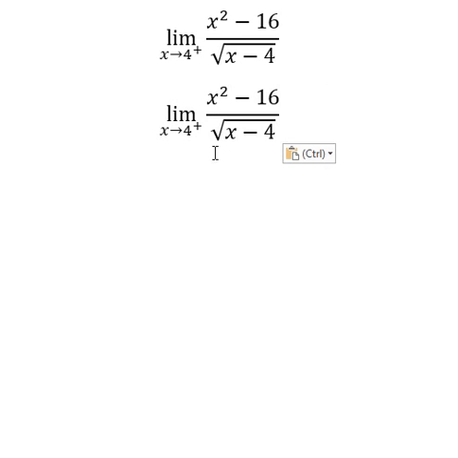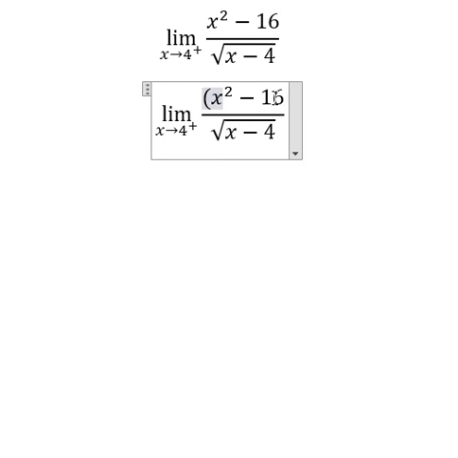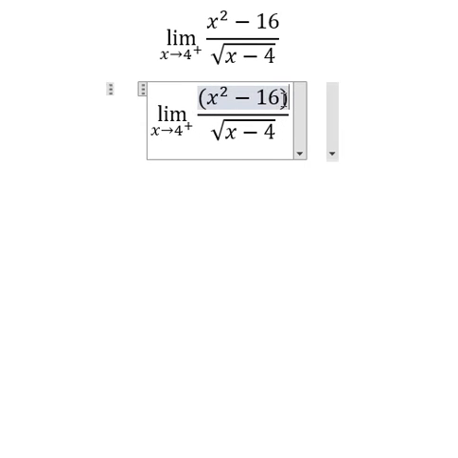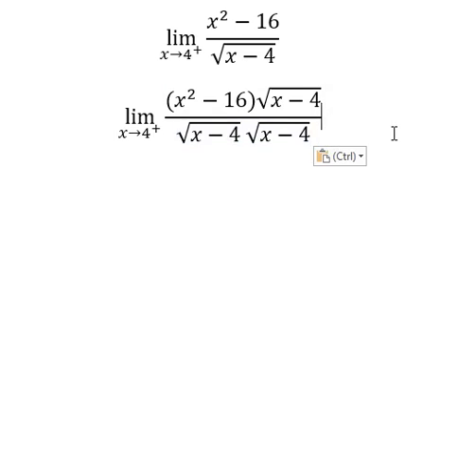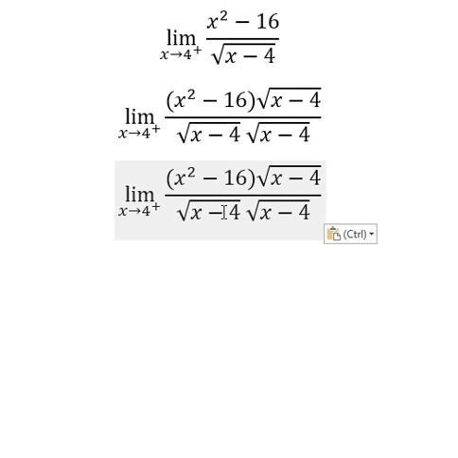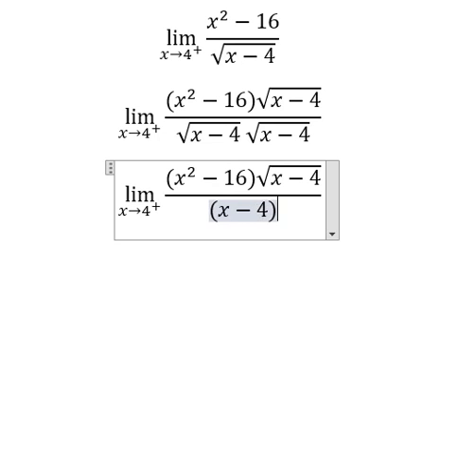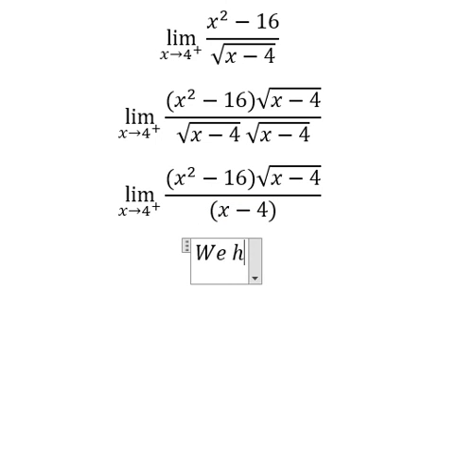We can do about the square root of x minus number 4. So we need to multiply by the square root of x minus number 4 on numerator and denominator. So this one we have x minus number 4. The next one we have the formula in here.